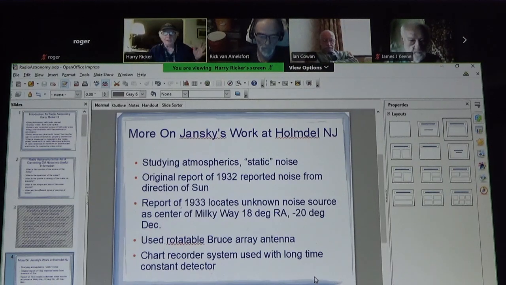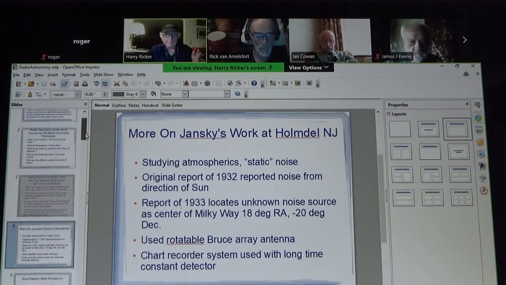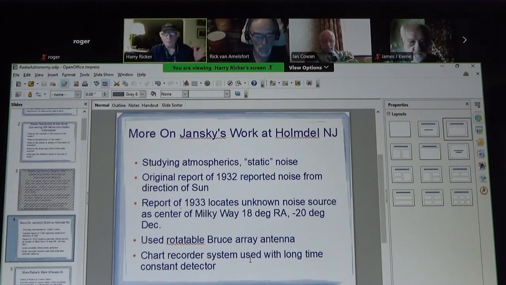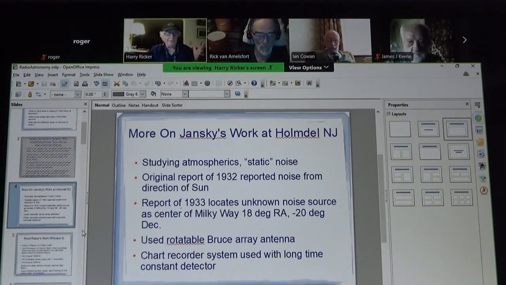Here's more on Jansky, and I'm not going to go into the detail. If it was a longer presentation, I would. One thing I always wondered, if you see these pictures of Carl Jansky with his antenna, what kind of an antenna is that? And I did some research on this because I'm an electrical engineer. I found something called a Bruce array, which was something I'd never heard of, so I learned something about that.